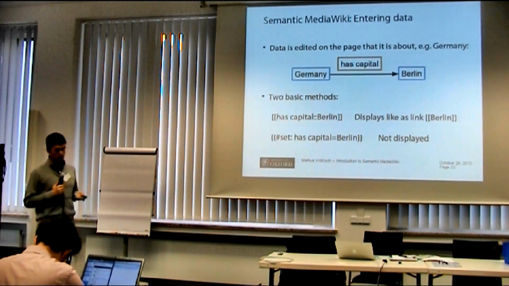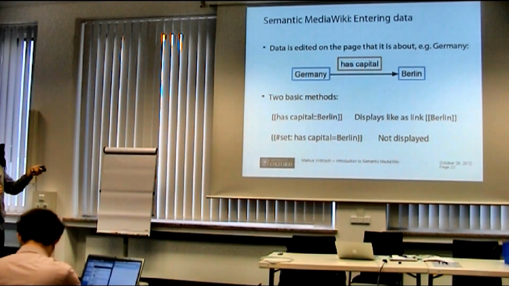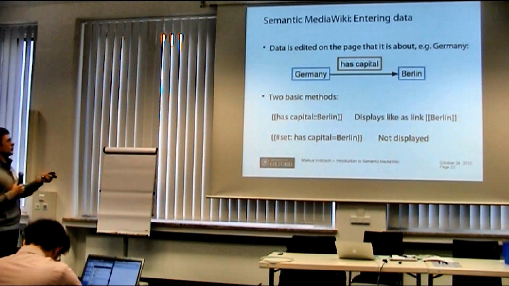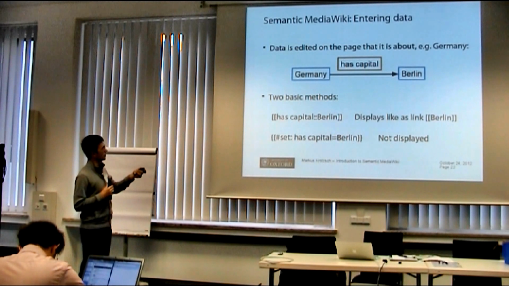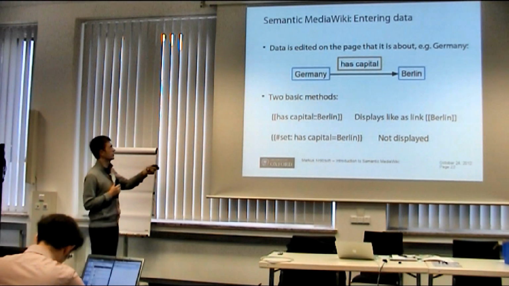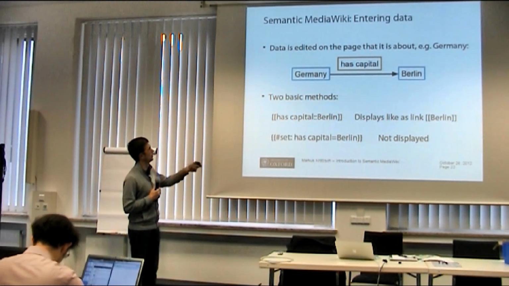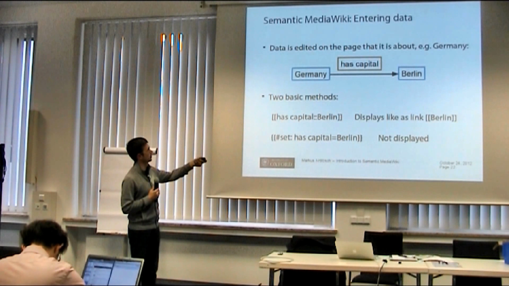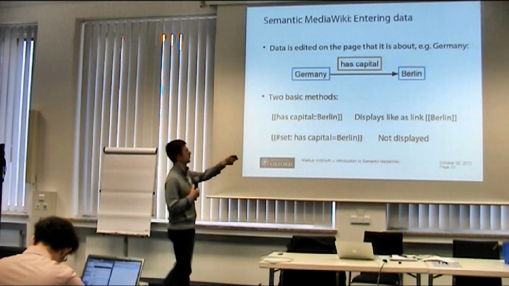Now, how is this entered? I already mentioned it's entered on the page that it refers to. For example, if I have Germany has capital Berlin, I could do that in two basic ways. The classical way, which we have had around for a longer time even, is to do it like this. And here you can recognize the link syntax. You can put something on the page saying has capital :: Berlin. We use two colons here to make sure it's not confused with all the other single colon cases, like a namespace, for example.